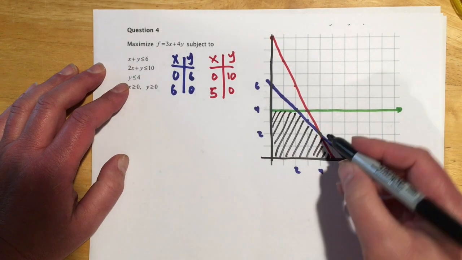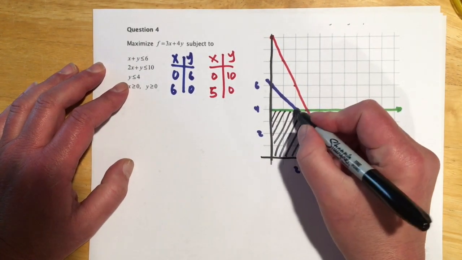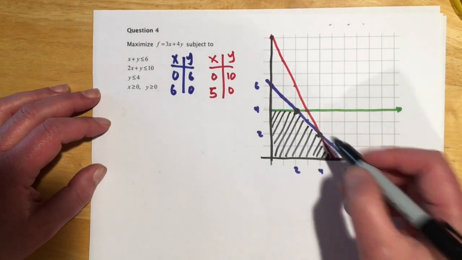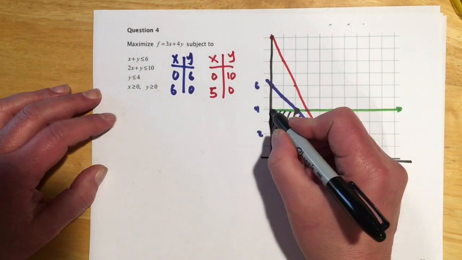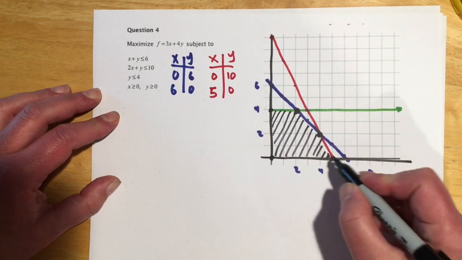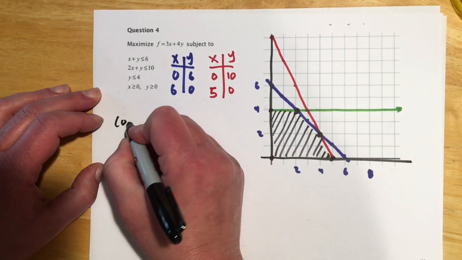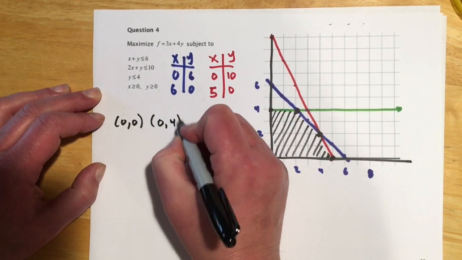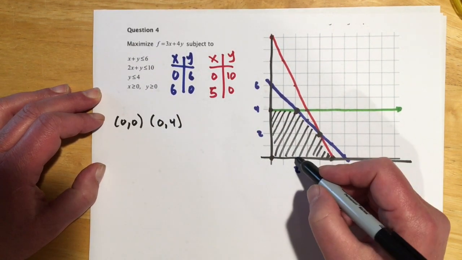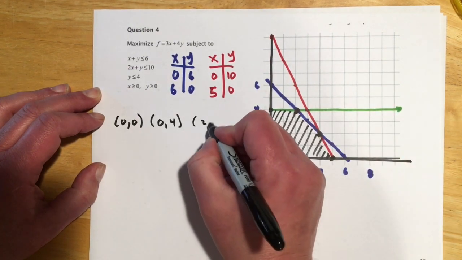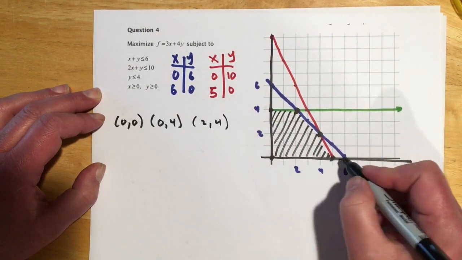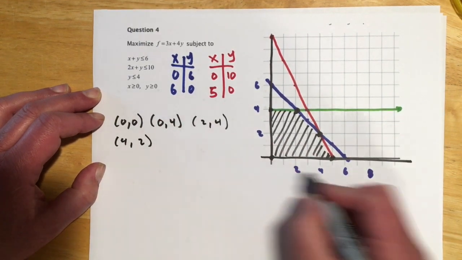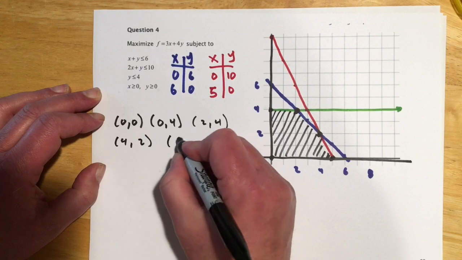With this one, when you draw it, this would be something I would do for a test question, where you can actually just see those corners and not have to suffer so much to get them. So we have, looks like 5. So we have 0, 0. We have 0, 4. We have 2, 4. And then 4, 2. And that would be 5, 0.